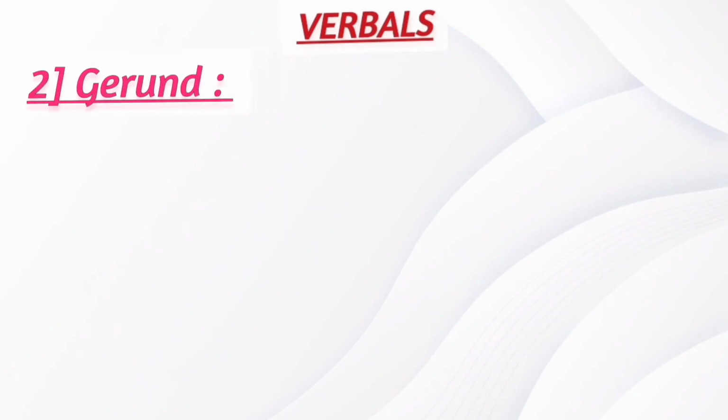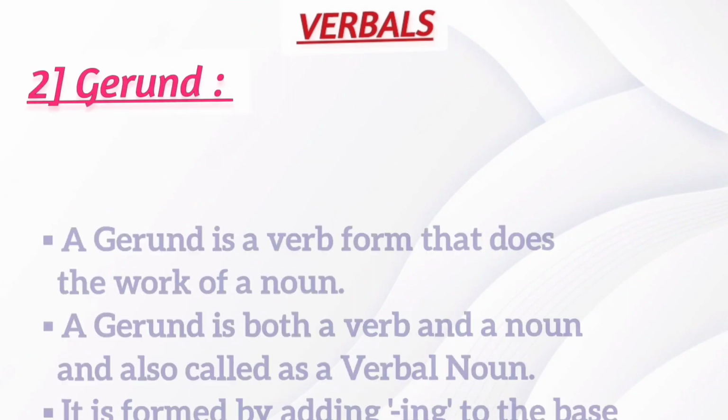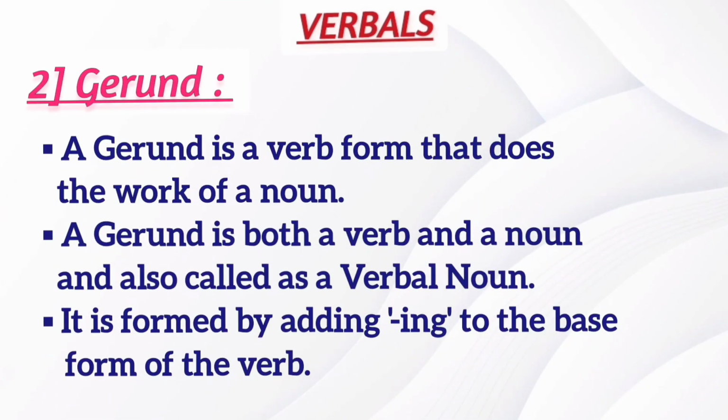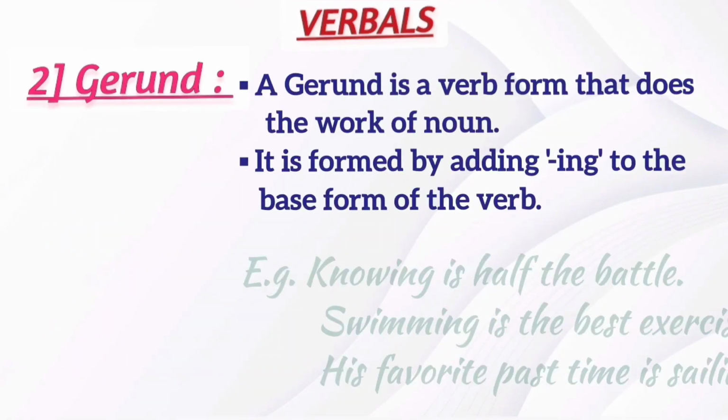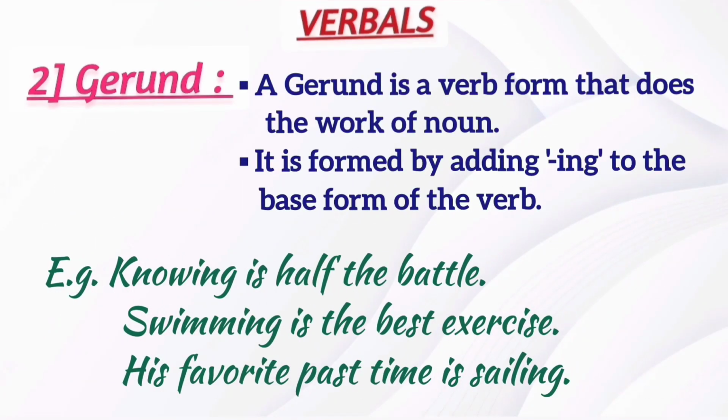The second type of verbal is the gerund. A gerund is a verb form that does the work of a noun. A gerund is both a verb and a noun. That is why it is called a verbal noun. It is formed by adding ing to the base form of the verb. For example, knowing is half the battle, swimming is the best exercise, his favorite pastime is sailing.